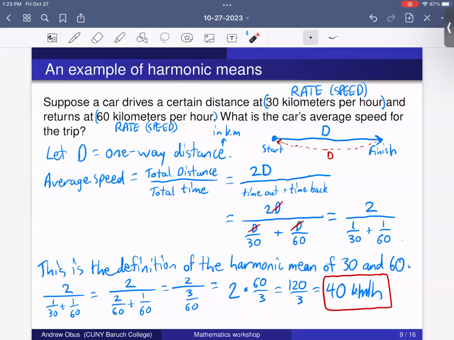You're welcome. Okay, yeah. So we're not talking about a distance of 30 kilometers. We're just talking about a rate or a speed. Okay. Questions? Further questions? Yeah.